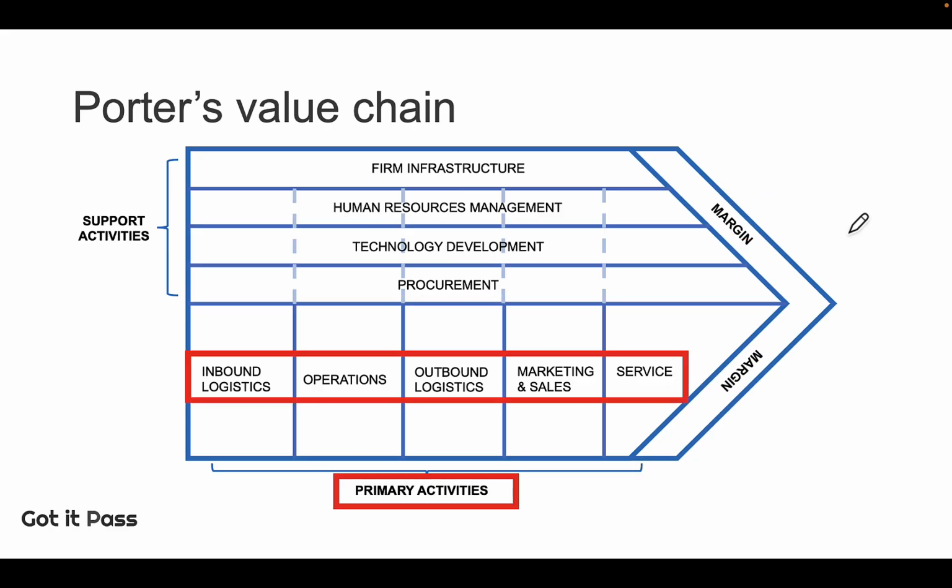So now let's discuss the primary activities. For primary activities, we have inbound logistics, operations, outbound logistics, marketing and sales, and service. So let's go through them one by one.